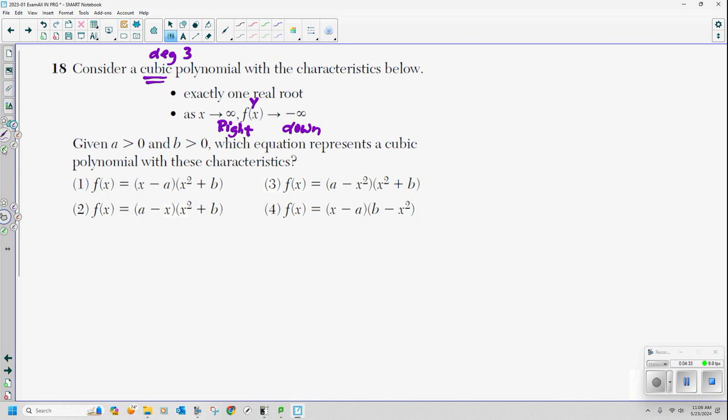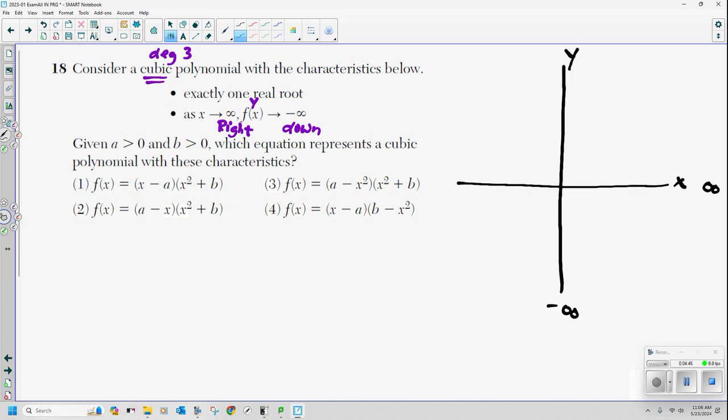All right, first and foremost, my x's, as they go to positive infinity, that's to the right side. And my y's, as they go to negative infinity, that's down. So I know that a cubic function, they go in opposite directions, which means if I'm going down and to the right, like it's telling me right here, the other side has to go up and to the left.